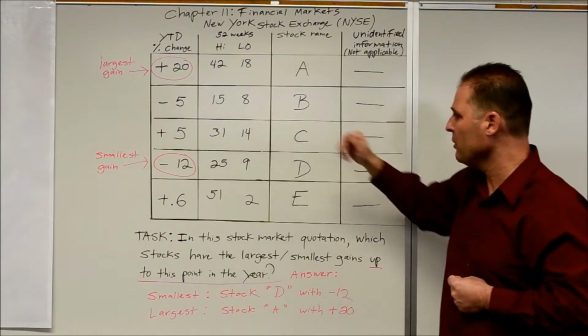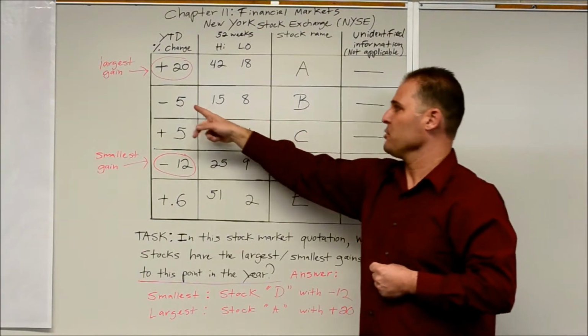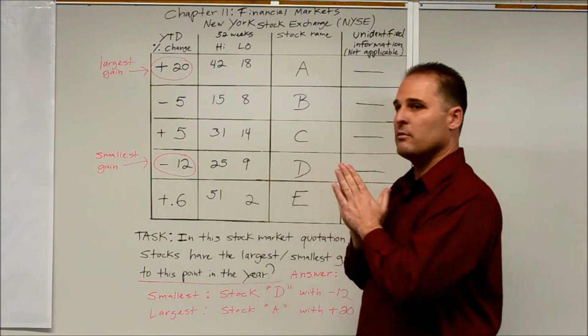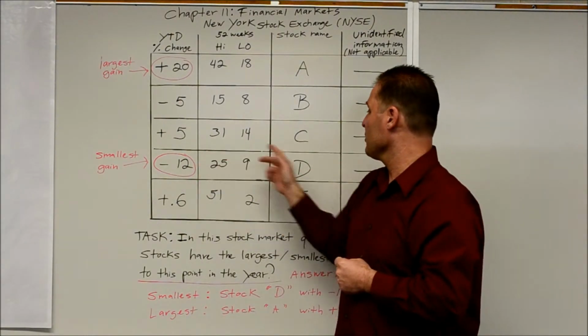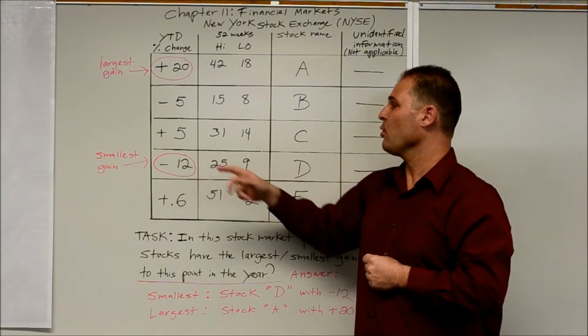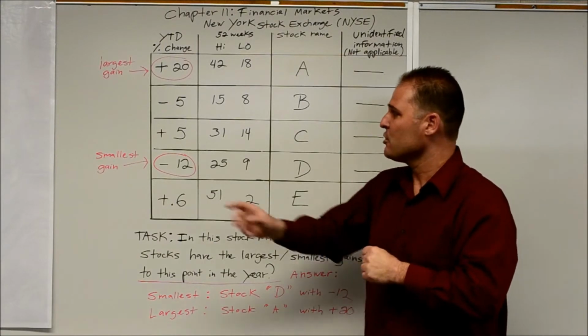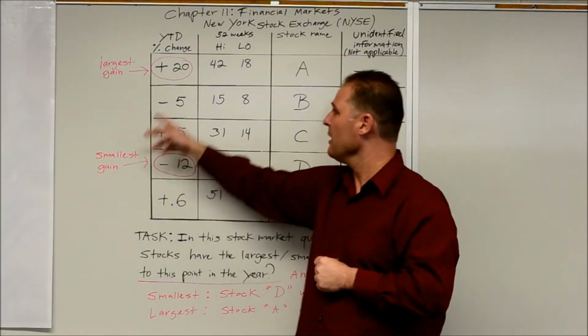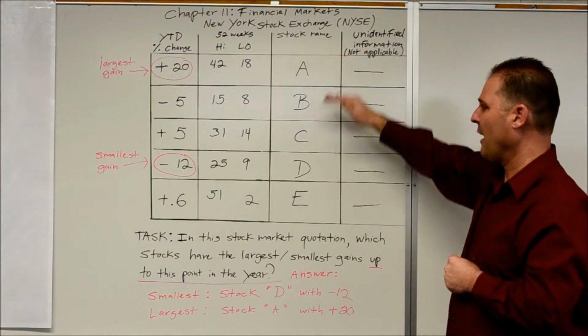Moving down the chart, we're looking at negative numbers. We have a -5, so that actually wasn't doing too well. But stock D actually had a -12% gain. So that would be our smallest gain in comparison between these 5 stocks.